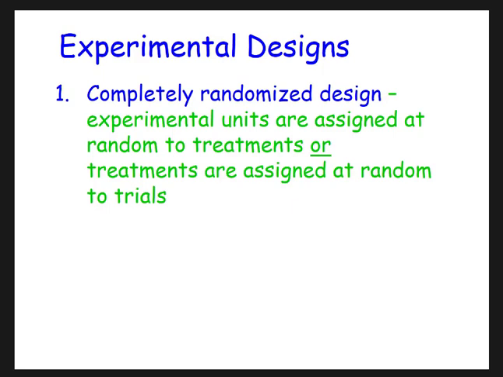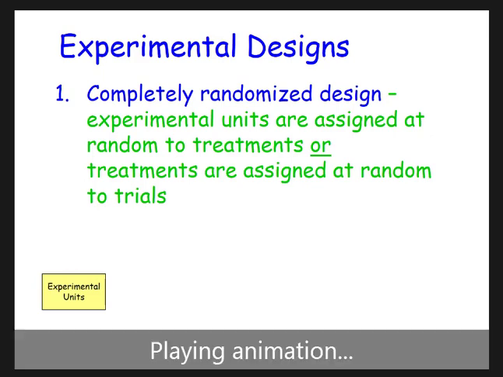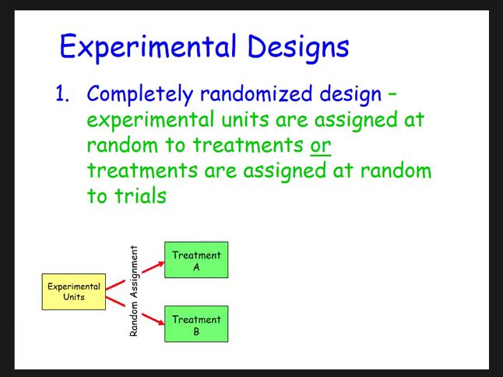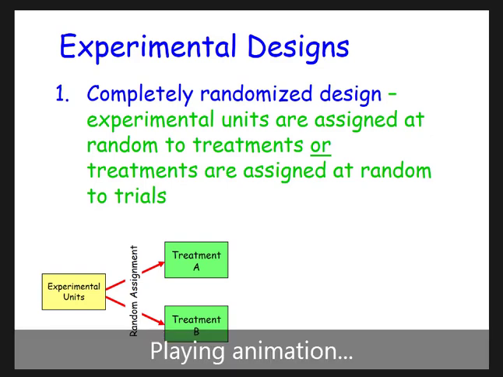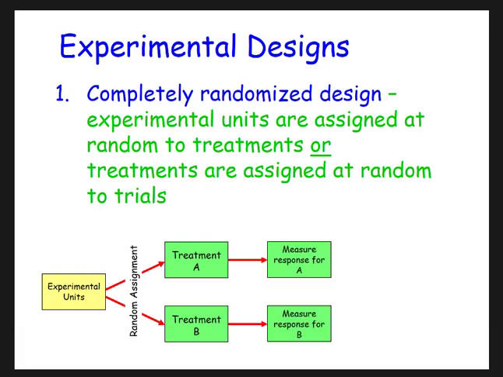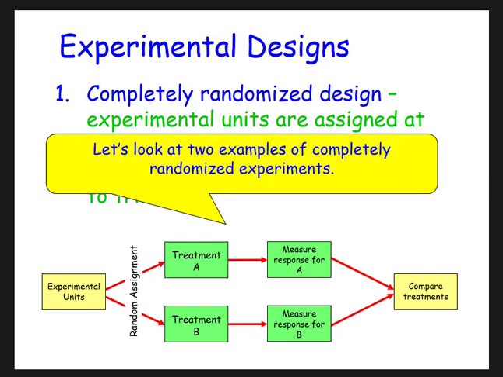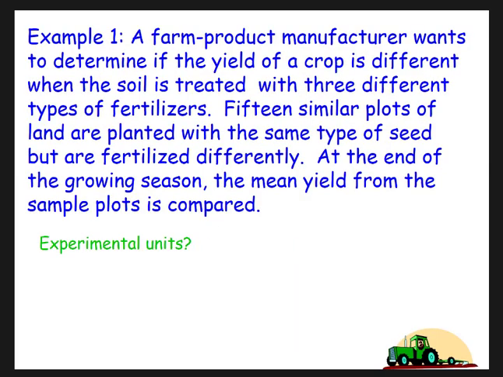Experimental design. Completely randomized design means that the experimental units are assigned at random to treatments, or that the treatments are assigned at random to different trials. So we have our experimental units, and some go to treatment A, some go to treatment B. So we can measure the response. So then we measure those responses and we compare the treatments. So let's look at two examples of completely randomized experiments.